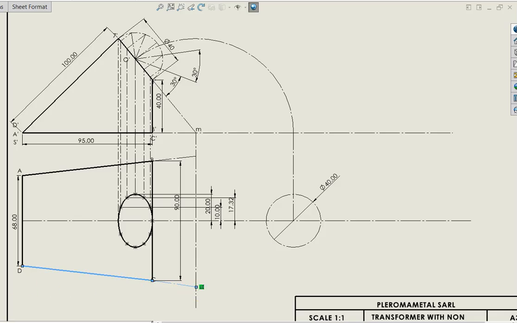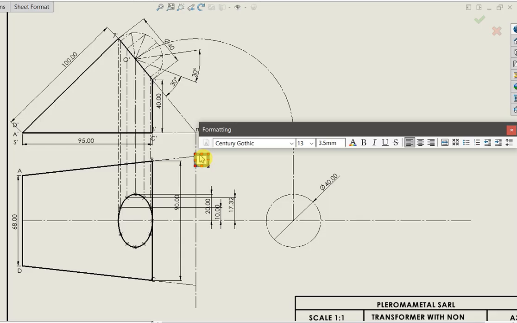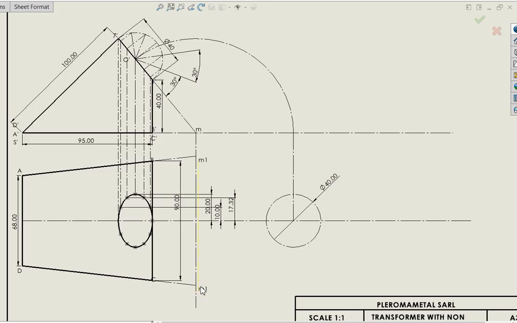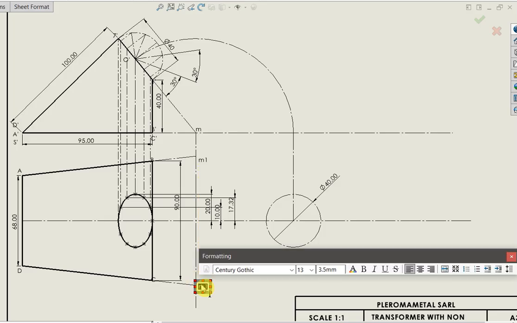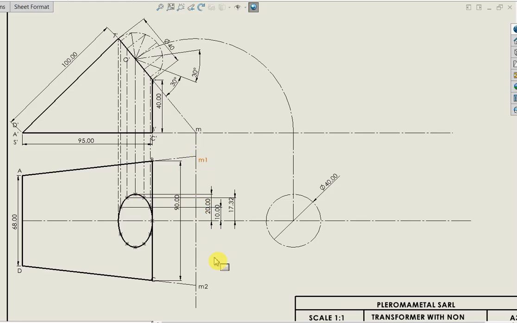Make sure these 2 lines are collinear. From there, I'm going to name this point M1 and this other point right here M2. So we're having point M1 and M2.